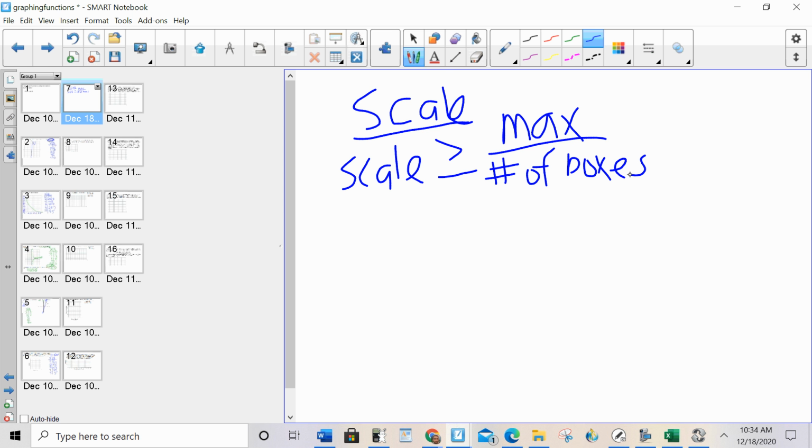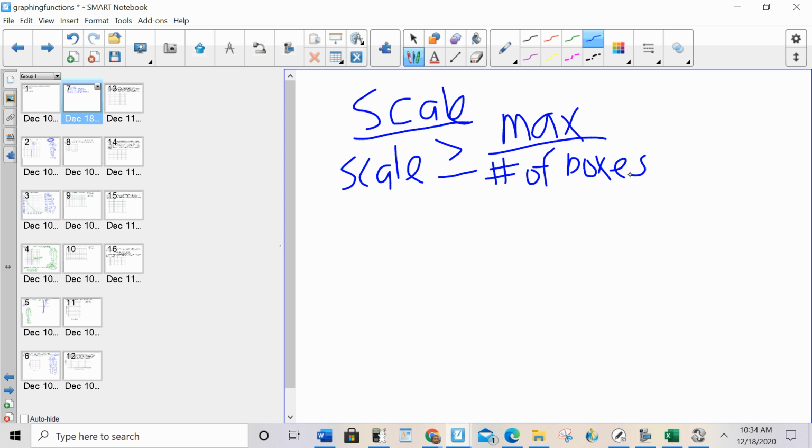The scale can be different for the x and for the y, but to get your ideal scale for the x's and the y's, you're going to take the maximum value and divide it by the number of boxes on the graph. Now, I said greater than or equal to. You need to make a judgment call. You want it to be close to the value. You want it to be a number that's easy to work with.